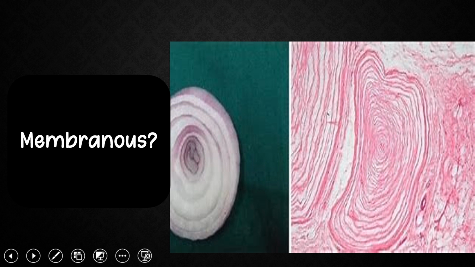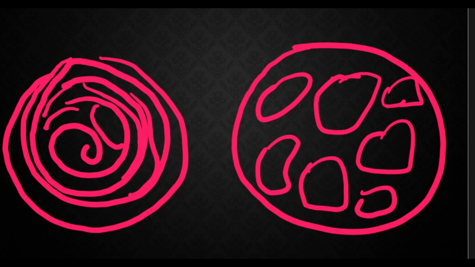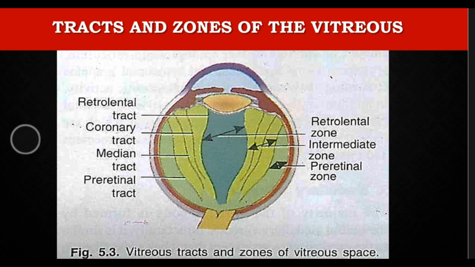Let's talk about it. So the first school of thought says that the vitreous actually has this lamellar appearance to it. That means the fibers are arranged like this, giving it what is known as an onion skin appearance. Now, this onion skin appearance basically occurs because of the presence of tracts and zones within the vitreous. Okay, so this school of thought basically believes that there are some tracts going from the anterior to the posterior region of the vitreous, and these tracts basically divide the vitreous into various zones, and because of the zones the vitreous appears as if it is like an onion skin. Okay, so that is the membranous school of thought.